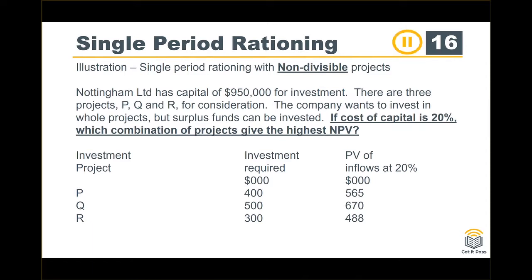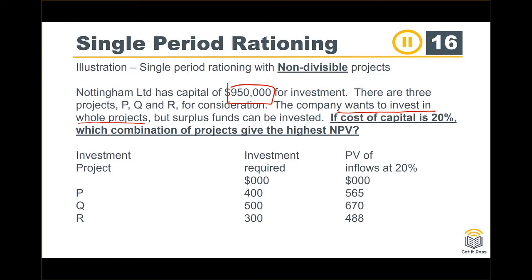So you can read the question now. Okay, coming back. The question here is about this company has PQR projects to invest, and the funds are limited, only limited to 950,000 for investment. And the company policy here states clear. The company policy is invest in whole projects, because the projects cannot be divided. Okay, it's non-divisible projects. So it's asking you which combination of projects give the highest NPV.